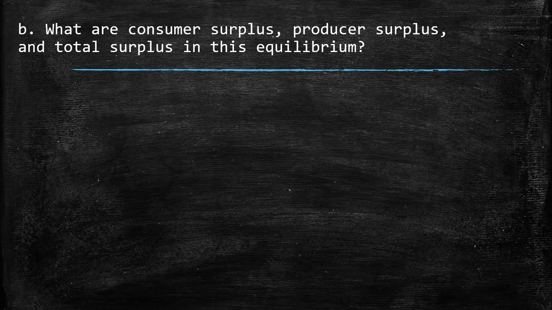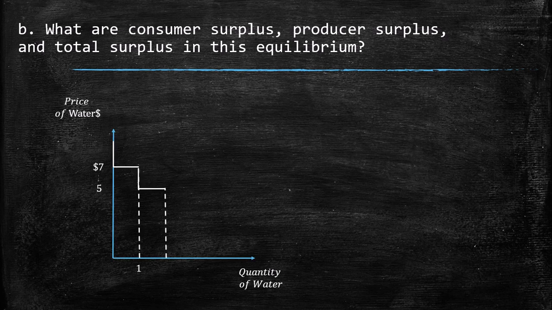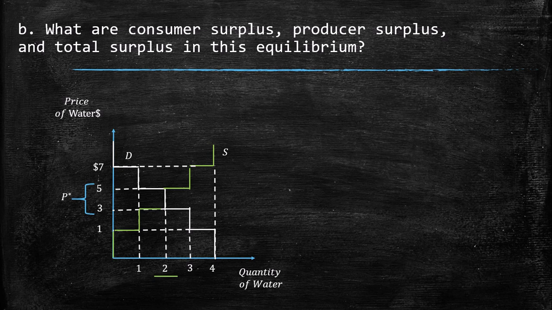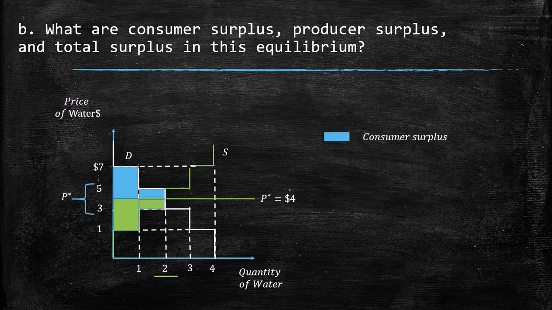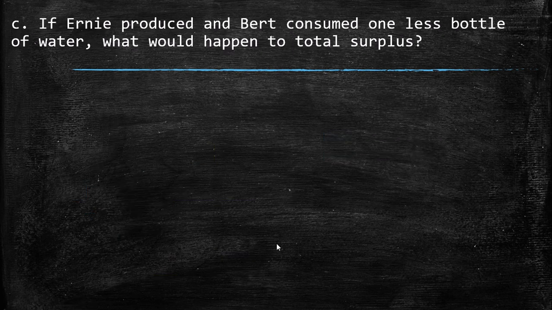B. What are consumer surplus, producer surplus, and total surplus in the equilibrium? So here we have the two curves, and here we have the equilibrium price, which is 4, and 2, which is the quantity. So here we have the consumer surplus, and here we have the producer surplus. So which is the total surplus? It's going to be the sum of the blue area and the green one.